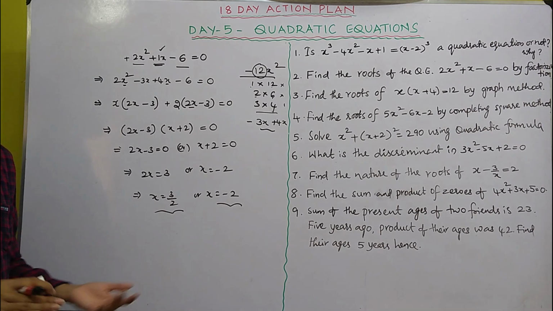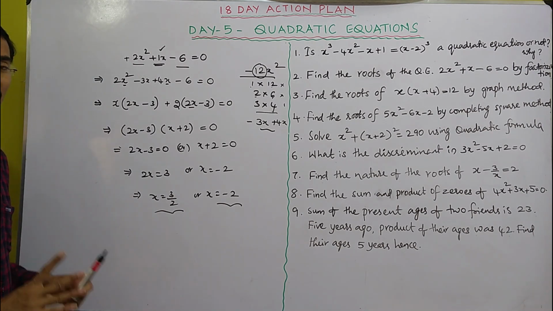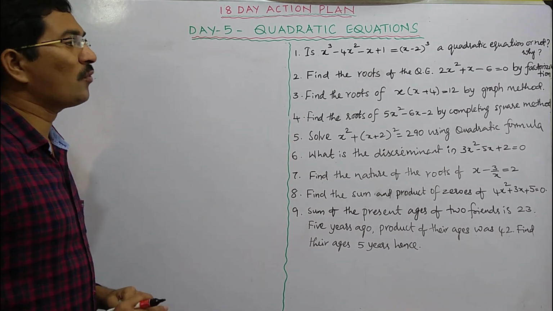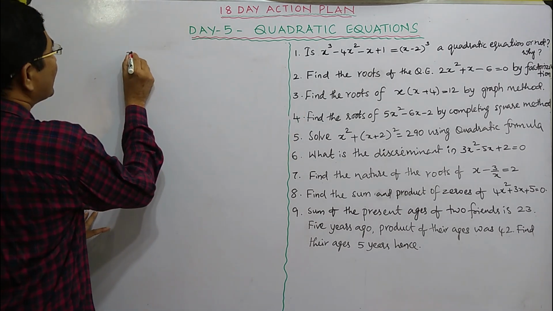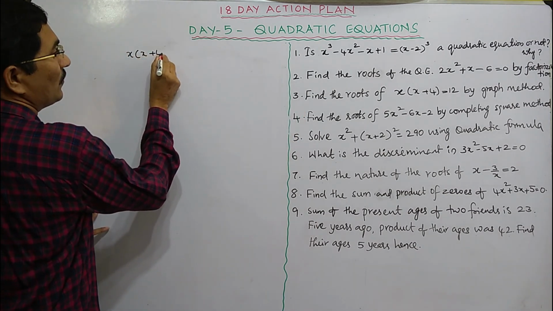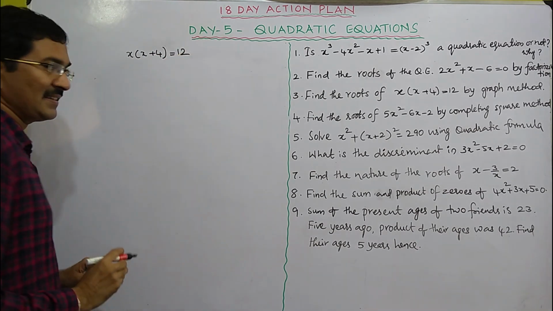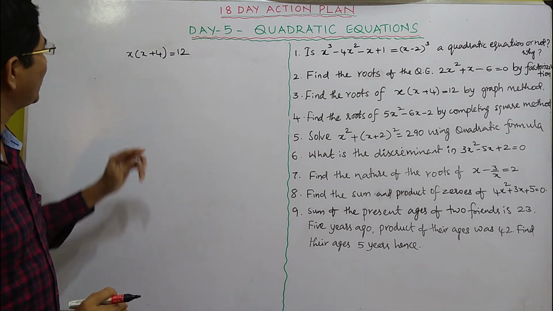This is how we do it. It's well learnt before, therefore easier to understand. Coming to the third question, find the roots of x plus 4 is equal to 12 by graph method. He's asking us to find it by graph method.